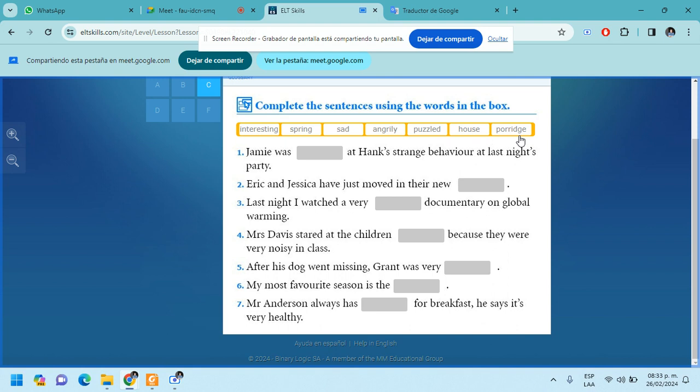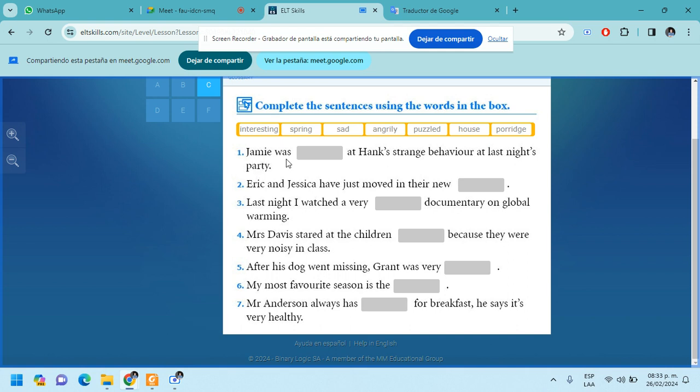What is porridge? It's a food, it's a kind of food. What is porridge? No idea. Yeah, that is porridge from potatoes, no? Well, not exactly potatoes, but it's like that. Porridge. Okay, let's complete this sentence with the vocabulary, okay?